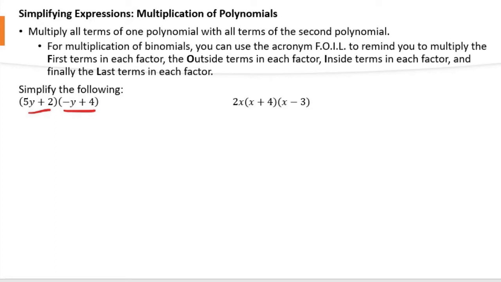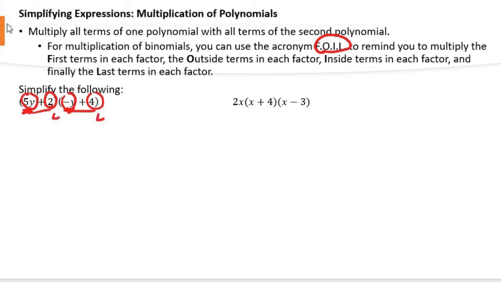So while it's not necessary to use this acronym FOIL, you may already be familiar with it, so I'll remind you that this is where we get to use it. If we've got a binomial multiplying a binomial, we'll take the first two terms, the two firsts, and multiply them together. As a second step, we'll take the outside terms, so that's here the 5y and the 4, and multiply them. The I in FOIL stands for inside, so we'll take the two terms closest together, the 2 and the negative y, and then finally L is for last. We'll multiply the last two terms in each.